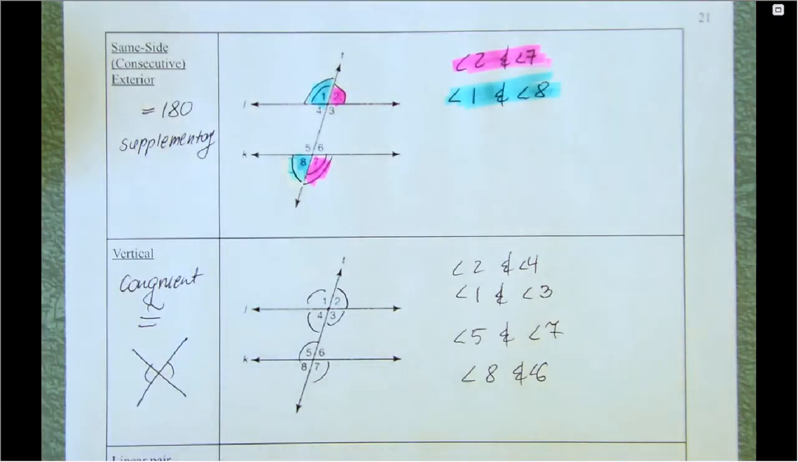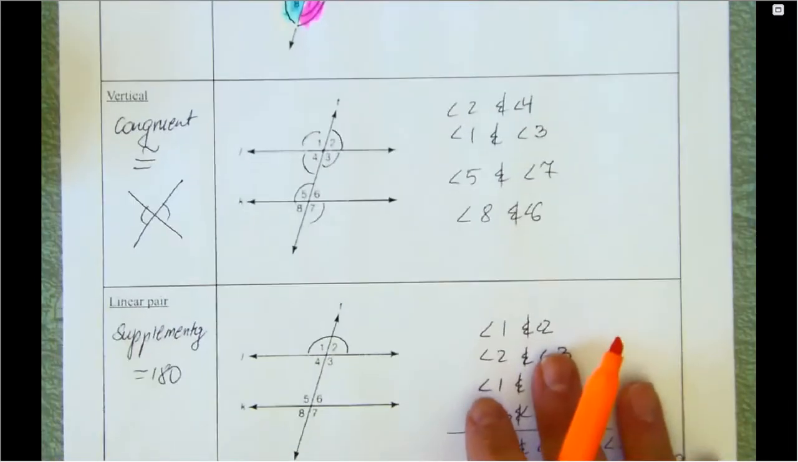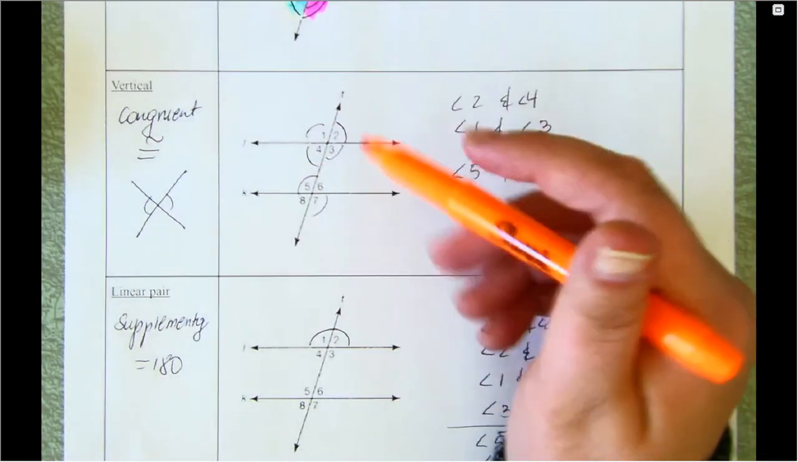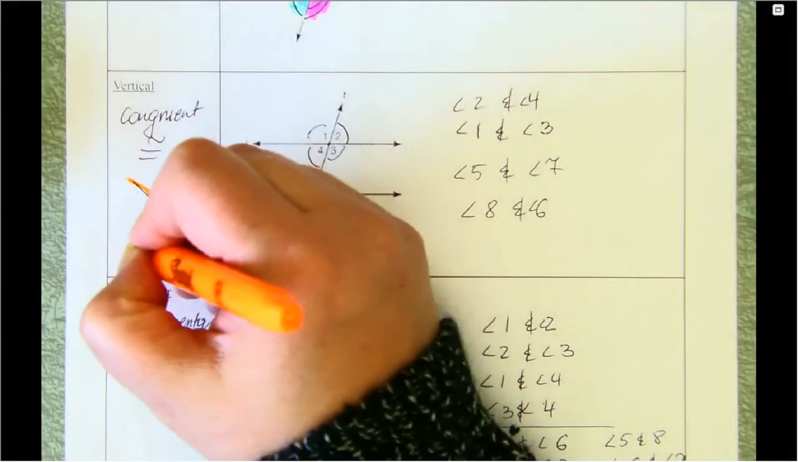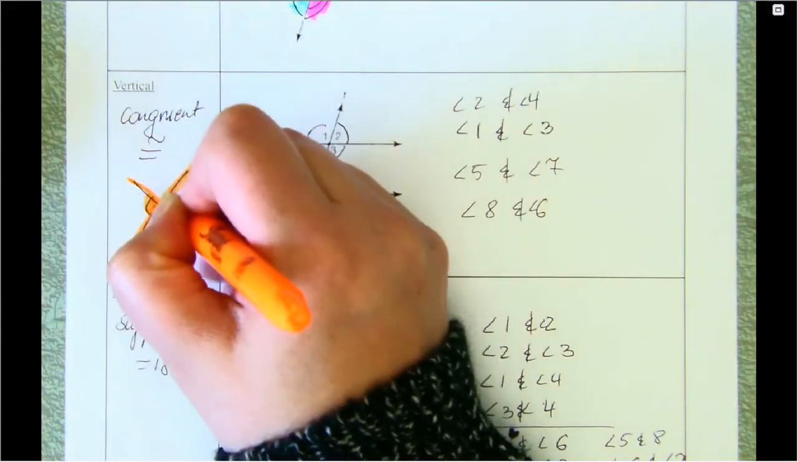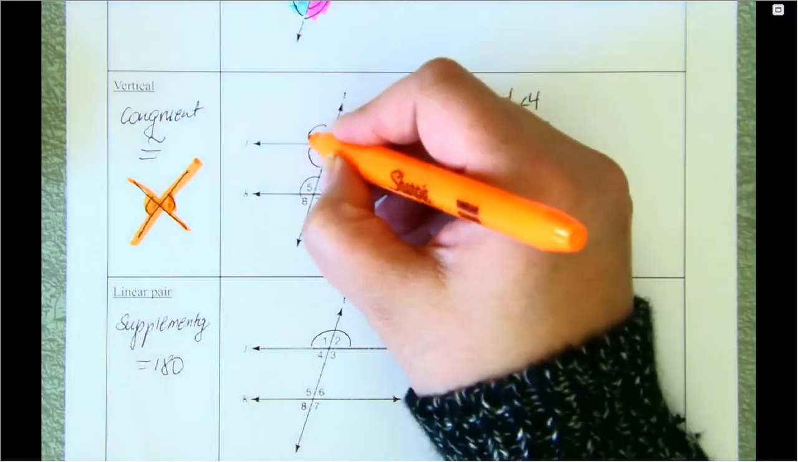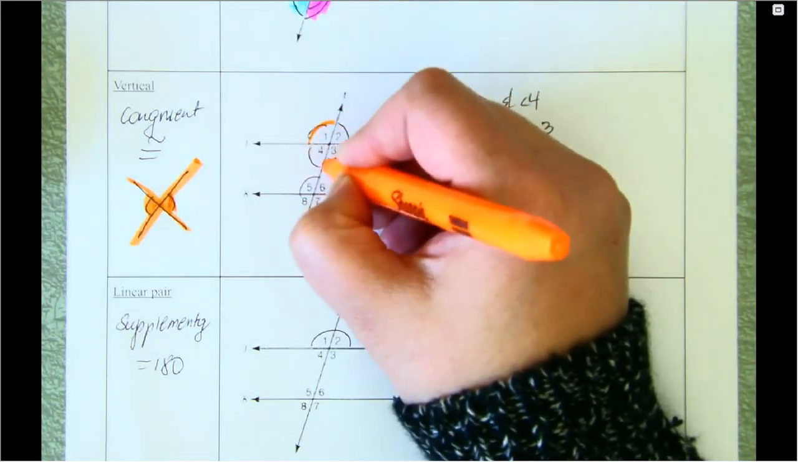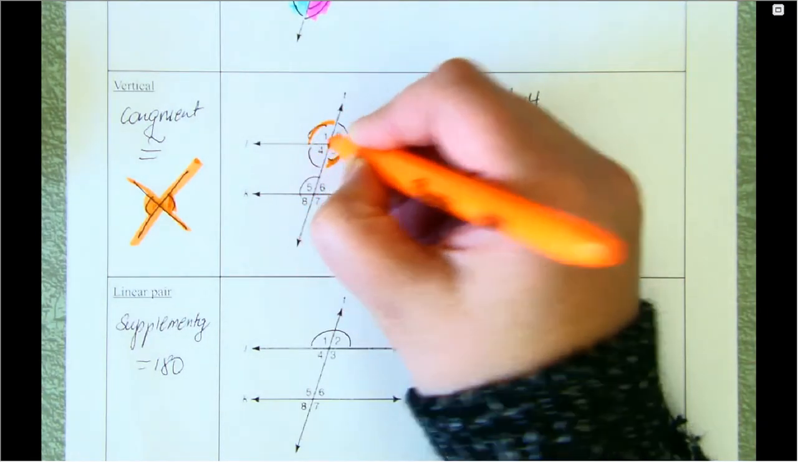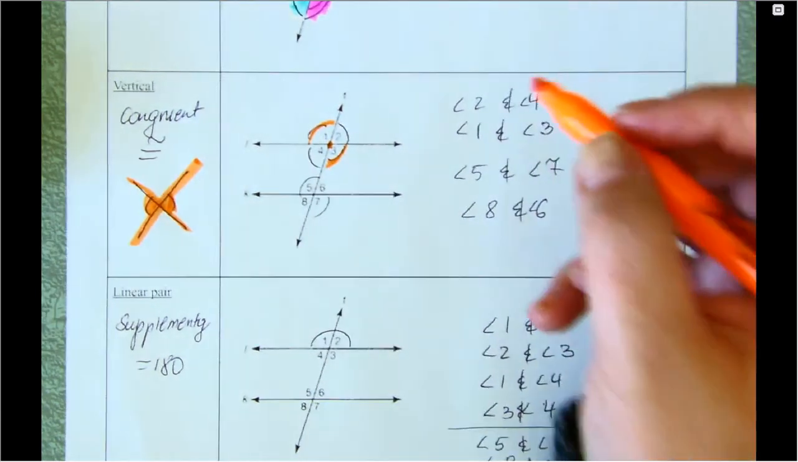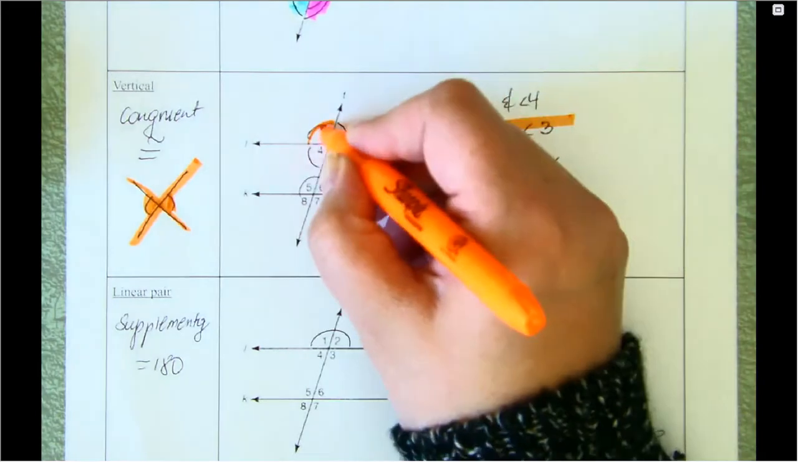Okay, next one, vertical angles. Vertical angles are not only formed by parallel lines and a transversal. You can just have 2 lines intersecting and they're going to be called vertical angles. What is sometimes confusing: vertical angles, like angles 1 and 3, are vertical. They have to touch. They have to have the same vertex. So 1 and 3 are vertical.